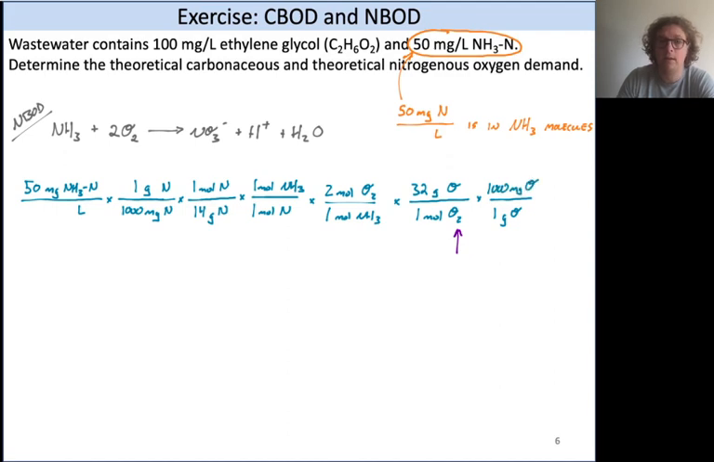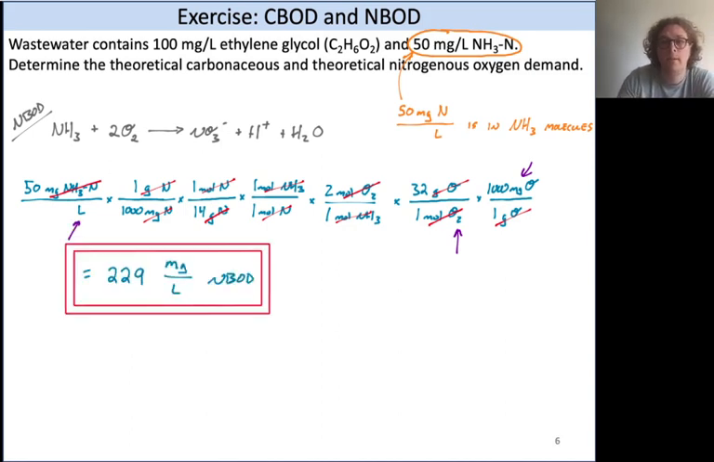And finally, we can convert this back into milligrams, so milligrams per liter being a typical concentration that we'll use. It's always good to go through and cross out your units to make sure that you're left with milligrams of oxygen on the top, liters on the bottom, and I got a total of 229 milligrams per liter of NBOD, or nitrogenous biochemical oxygen demand.